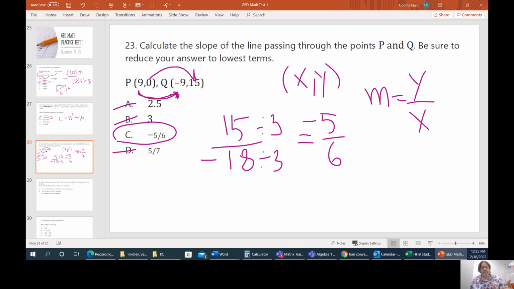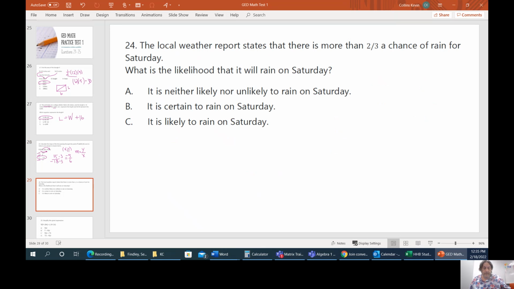But the point of the story is sometimes you can do something like that, and you see, well, my answer is negative, and there's only one negative answer, so that's my guy. And you can save yourself some time that way. All right, we'll check out a few more here.